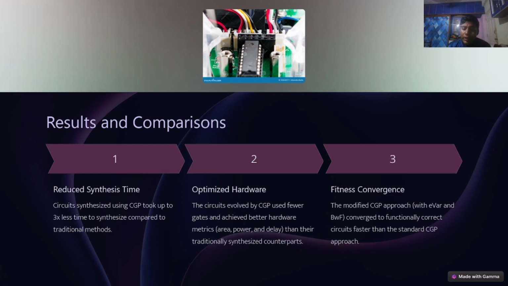Fitness convergence. We modify the CGP approach with EVR and PWF. It converges to a functionally correct circuit faster than the standard CGP approach. This way you can actually perform much better.